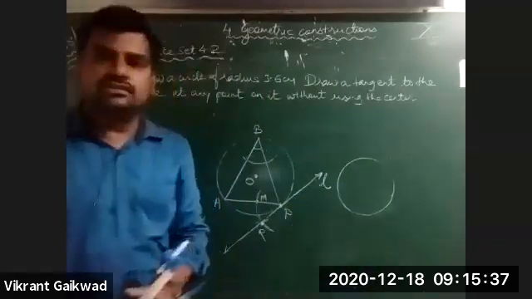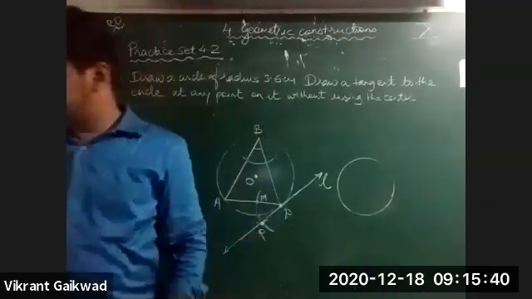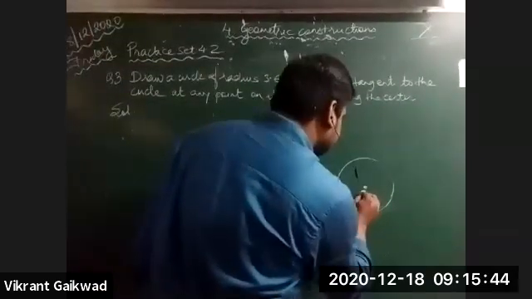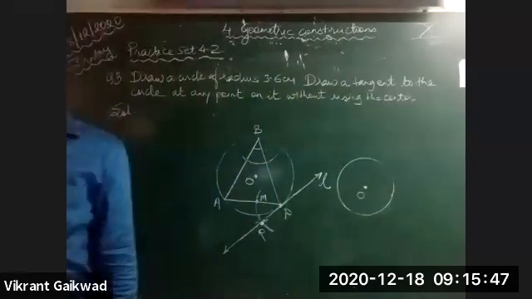Okay, to draw the circle of that particular radius. Yes, Sartaj beta, you can ask. Check. Suppose this is center O.